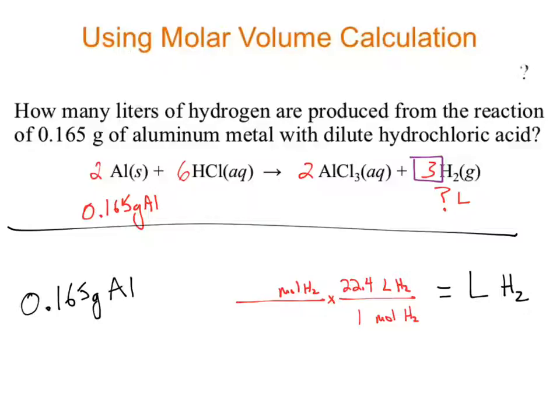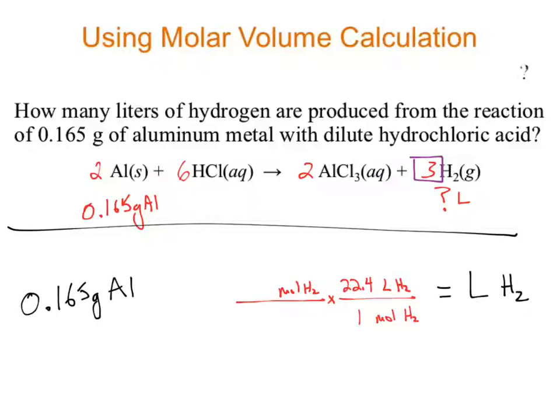Okay? But is that how much I actually have in this reaction? That's what's produced if what? I mix 2 moles of aluminum and 6 moles of HCl. Am I mixing 2 moles of aluminum? 0.0165 grams of aluminum. What is 1 mole of aluminum? 26.98 grams is 1 mole. Am I starting with 1 mole or 2 moles of aluminum? No. So that 3 moles is only produced when 2 moles of aluminum are reacted. That's what the equation tells me.